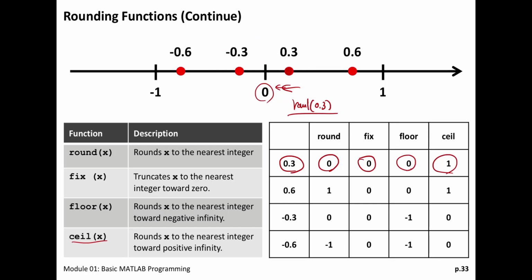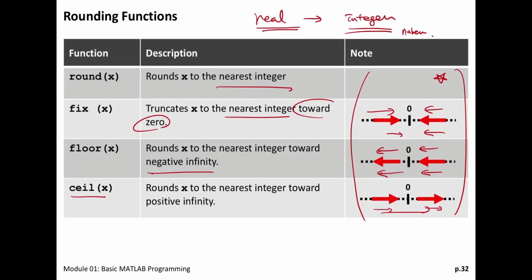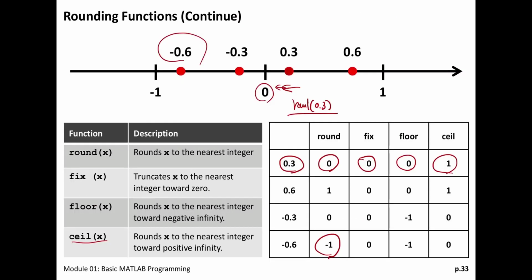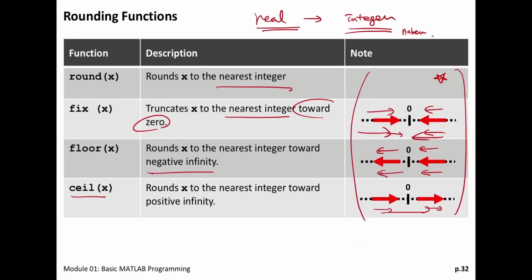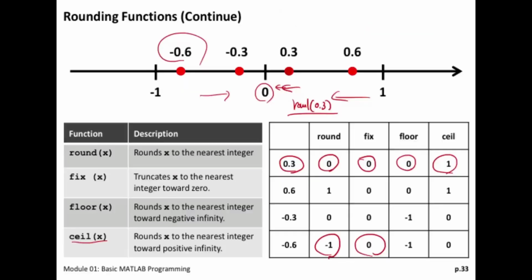Let's take a look at minus 0.6. Round, the nearest integer, is minus 1, right? Fix is 0, right? Toward the 0. That's why it's 0. And floor is toward negative infinity, this direction. That's why it's minus 1. And ceil is the positive direction. That's why it's 0. Make sense?